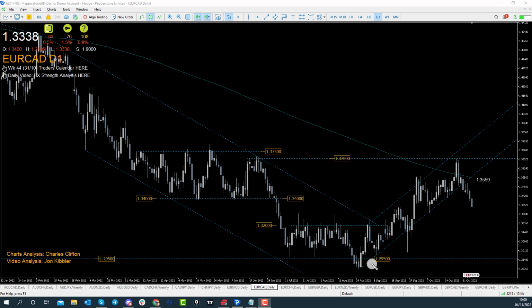So we've got the 1.2950 handle. That to me is a significant low. So we could be expecting price to do something like this, where we get a lower high and then trend down towards that 1.2950.